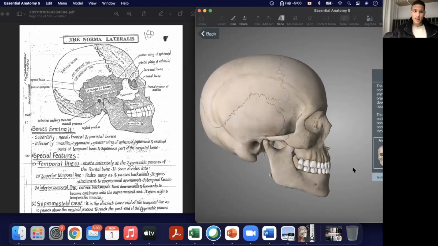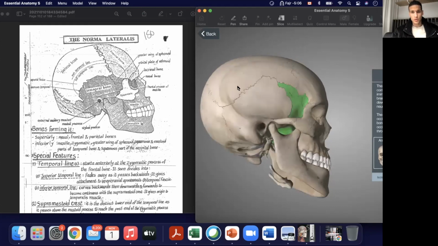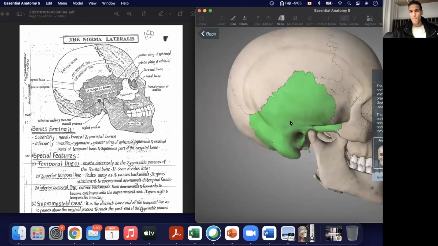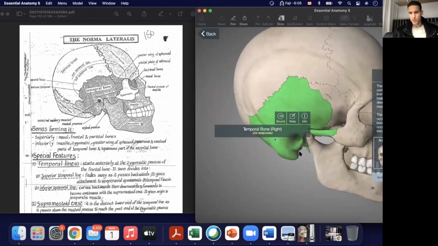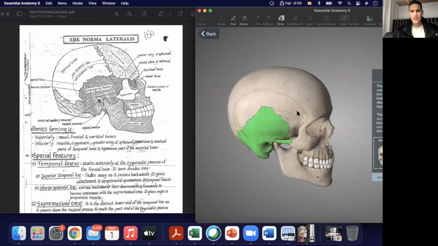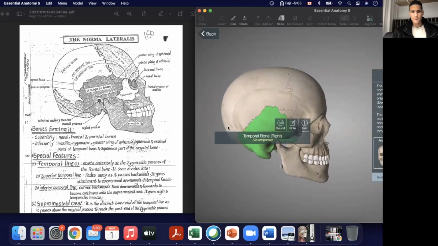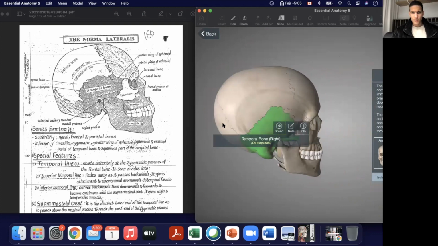So, as we said, superiorly, nasal, frontal, parietal. Here, nasal, frontal, parietal, superiorly. Inferiorly, maxilla, zygomatic, see here, maxilla, zygomatic, greater wing of the sphenoid bone, that's actually a very nice thing to point out, squamous and mastoid part of the temporal bone, right here, squamous part, and mastoid part of the temporal bone. Okay. Then we have the squamous part of the occipital, as I mentioned. Right here, this part.